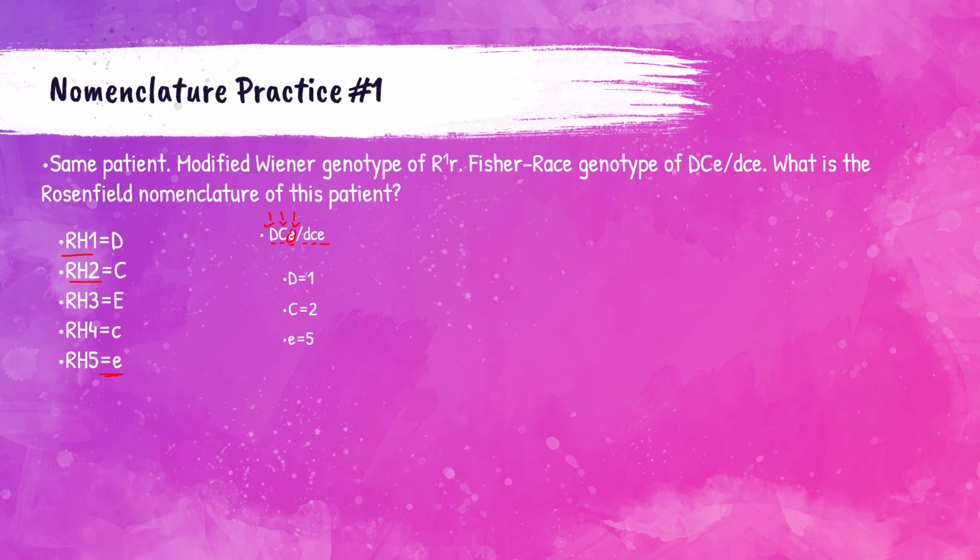Then the next one in the group is that little d. There's nothing for that little d, so we're just going to leave that one blank. Then we go to that little c, which is 4. And of course, we've already done little e from that first haplotype, so it's just 5. So we have 1, 2, 5, and 4. We don't have 3, because there's no big E present. So the Rosenfield phenotype is 1, 2, and since we don't have a 3 present, we do -3, 4, and 5. So this is the Rosenfield type. That's how we convert them.